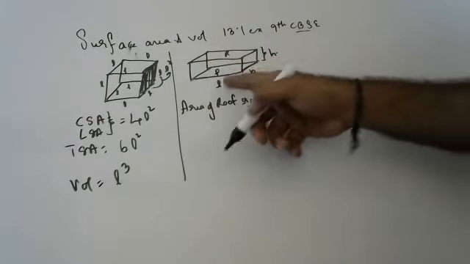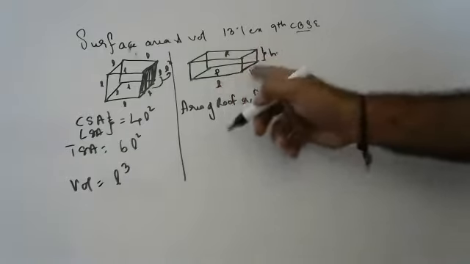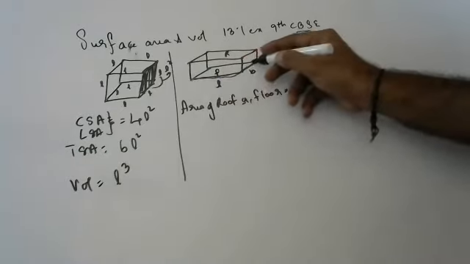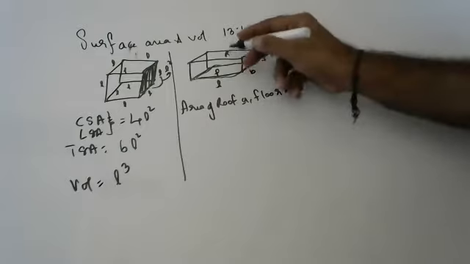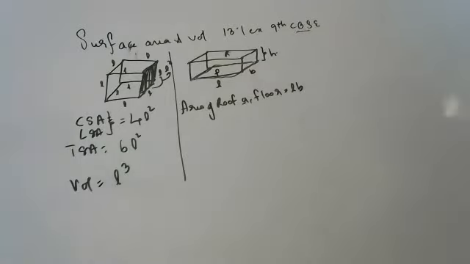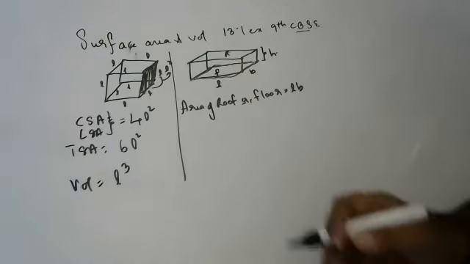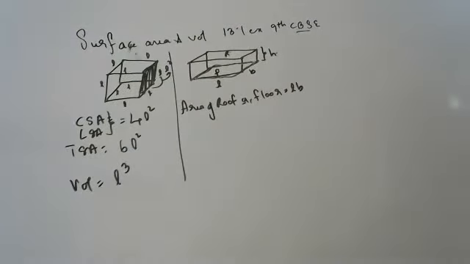It is L into B, children, because it is a rectangle. Whether it is roof or floor, it is L into B. Try to understand, children. The area of a roof or floor is L into B.